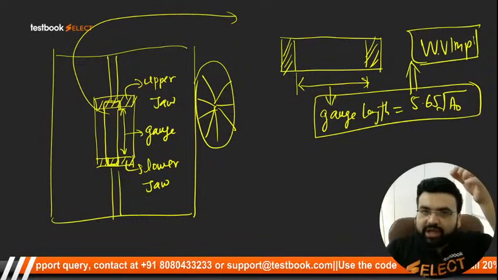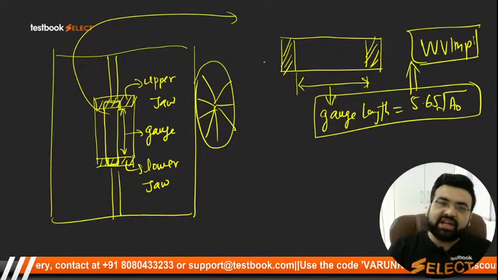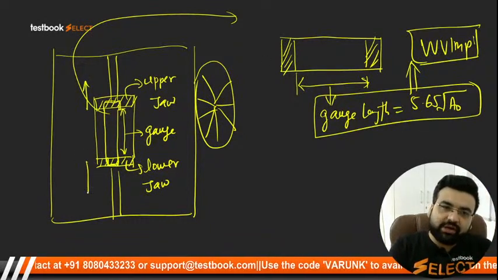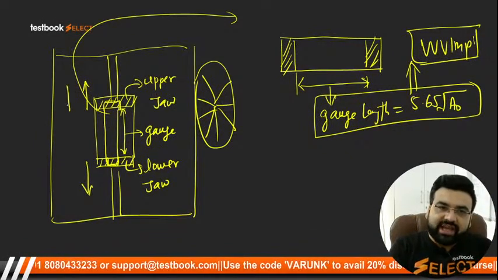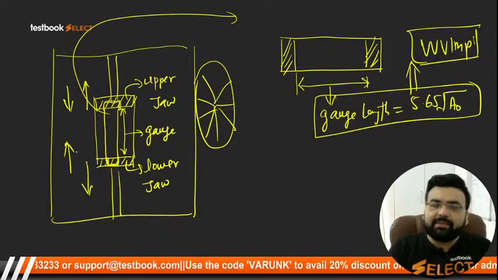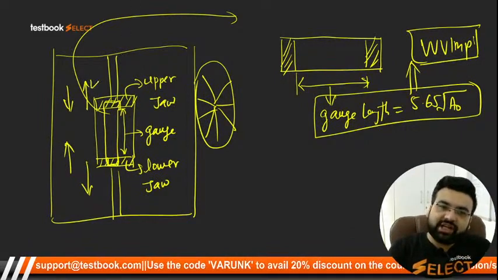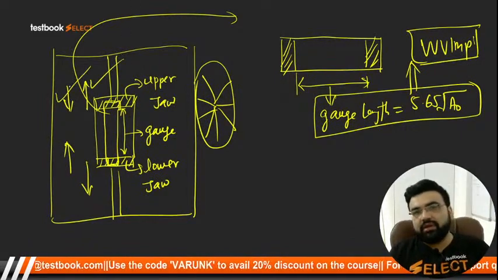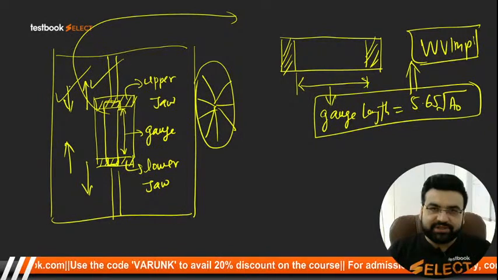या तो आप पुल करोगे या आप पुश करोगे. या तो आप दोनों जॉज को इस तरफ लेकर जाओगे, या फिर आप दोनों जॉज को एक तरफ लेकर आओगे. आपकी मर्जी, आप करना क्या चाहते हो. टेंसाइल करोगे तो ये करोगे, कंप्रेसिव करोगे तो ये करोगे. क्लियर. लेट अस से आप टेंसाइल करते हो स्टूडेंट्स.